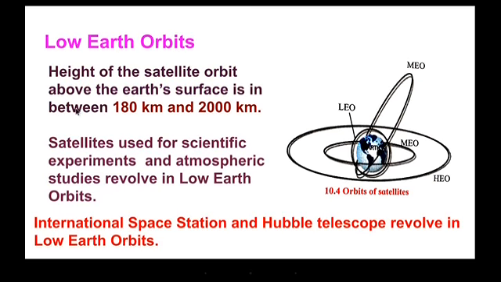Low Earth orbits. If the height of the satellite orbit above the Earth's surface is between 180 kilometers and 2000 kilometers, the orbits are called low Earth orbits. The satellites used for scientific experiments and atmospheric studies revolve in low Earth orbits. Depending on the height of their orbits, they complete one revolution in around 90 minutes. International Space Station and Hubble telescope also revolve in low Earth orbits.